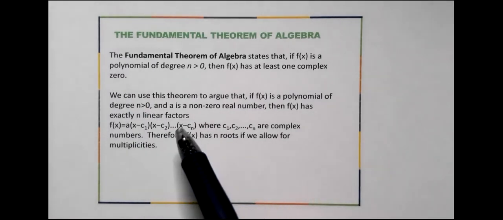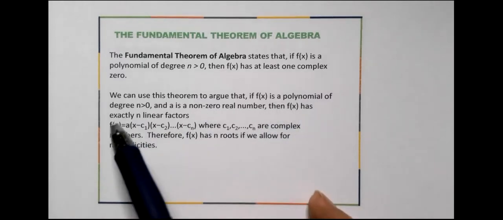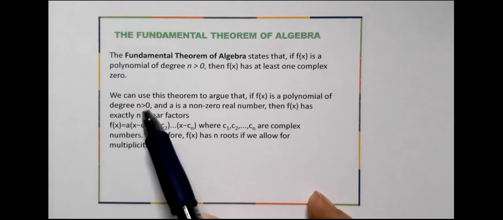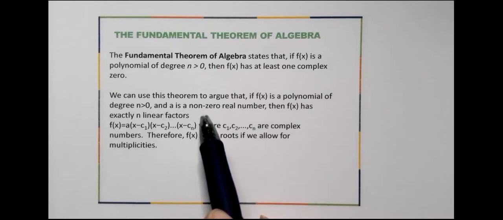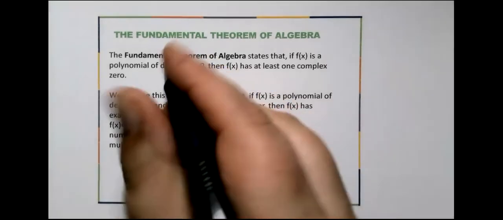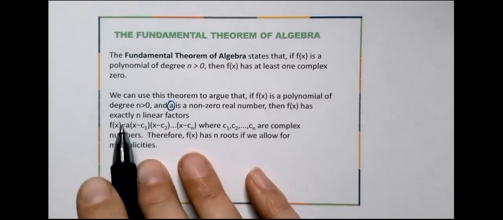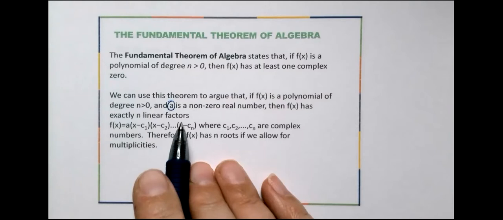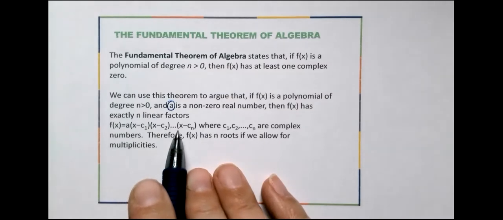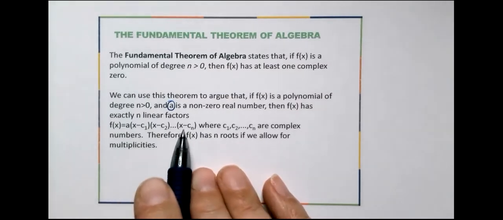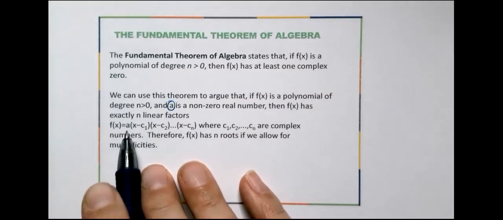We can extend that theorem and say that if f of x is a polynomial of degree n, which is greater than 0, so 1, 2, or 3 or higher, and a is a non-zero real number. I'm going to highlight it so we can focus on it. Then f of x has exactly n linear factors: x minus c1, x minus c2, x minus c3, and so forth, until x minus cn, multiplied by that number a.